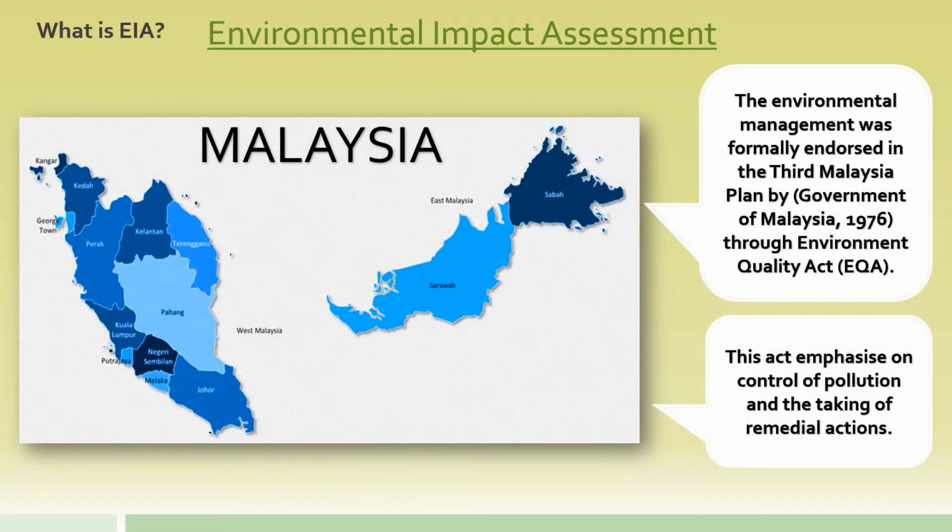In Malaysia, the need for better environmental management was formally endorsed in the Third Malaysia Plan by the Government of Malaysia in 1976 through the Environmental Quality Act (EQA). This act emphasised control of pollution and taking remedial action.